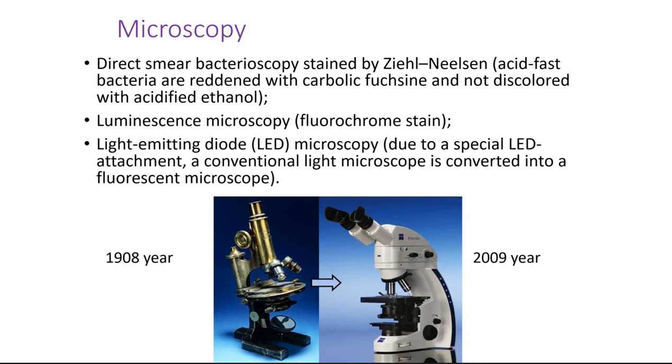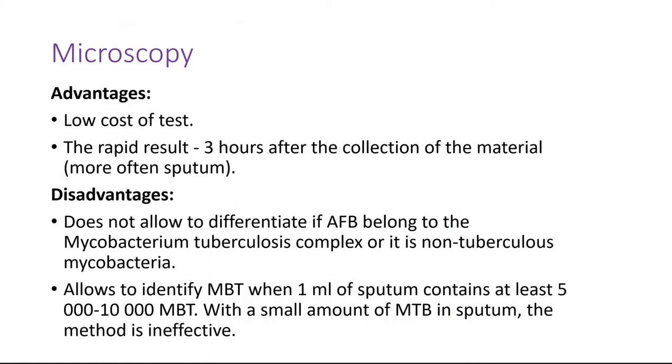And let's start from microscopy, the first and easiest method for etiological diagnosis. There are three types of microscopy: direct smear bacterioscopy stained by Ziehl-Neelsen, luminescence microscopy, and light emitting diode microscopy, or LED microscopy. The advantages of this method are low cost of the test and the rapid result, so you can get your result in 3 hours after the collection of the material.